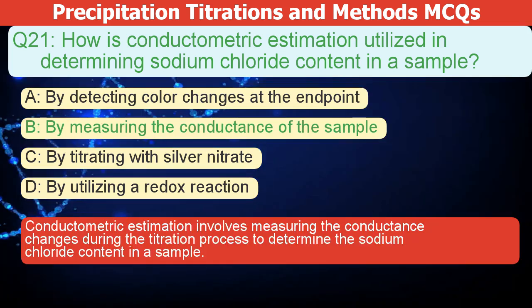The correct answer is B. Conductometric estimation involves measuring the conductance changes during the titration process to determine the sodium chloride content in a sample.